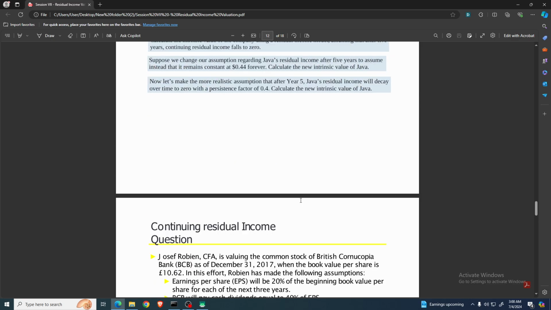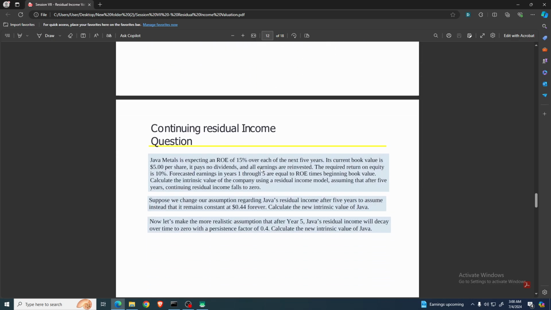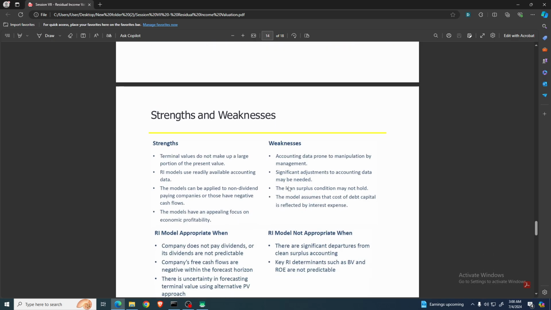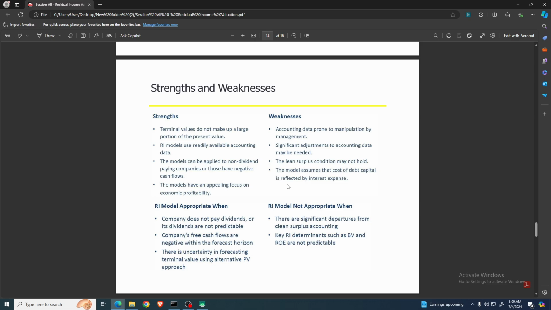In this example, we have a scenario where the earnings are reinvested and there is no dividend. So this can be applied for such institutions as well. This flexibility makes the model useful for valuing a broader range of companies, including growth firms and startups that reinvest earnings rather than paying dividends.